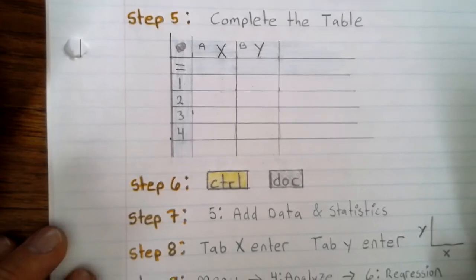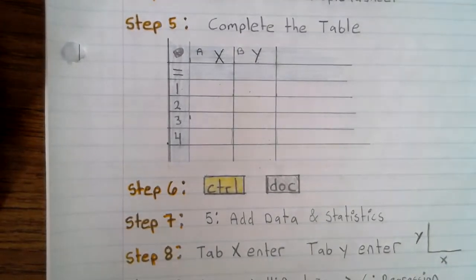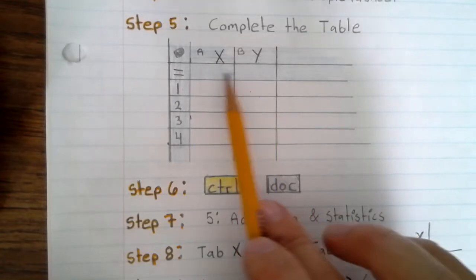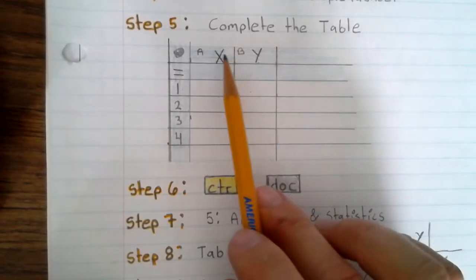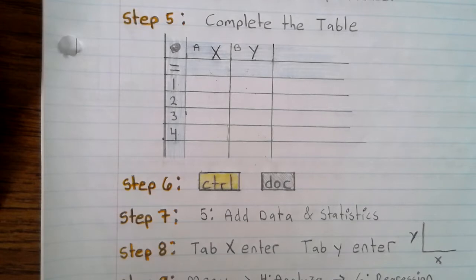All right, now let's look at steps 5 through 7. All right, step 5, complete the table. Now notice you never put anything in these two boxes, okay? And I always put X and Y here. All right, step 6, press Control Doc. Step 7, add data and statistics. Step 8, tab X enter, tab Y enter. Make sure X is here and Y is here. All right, update steps 5 through 8.